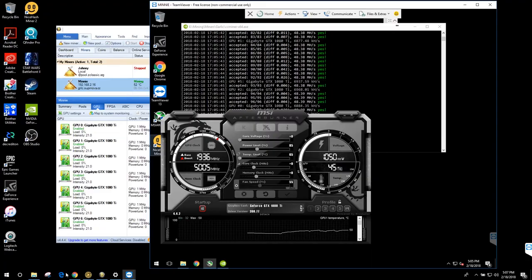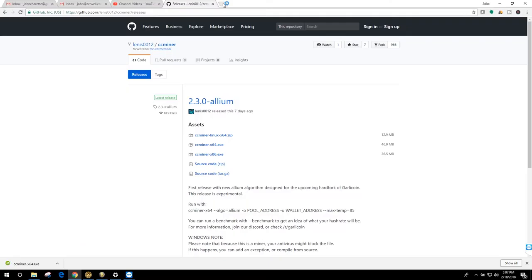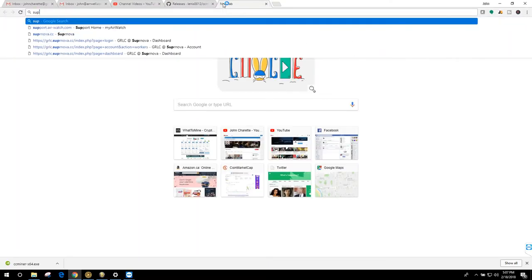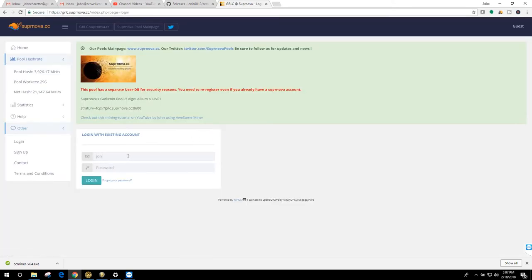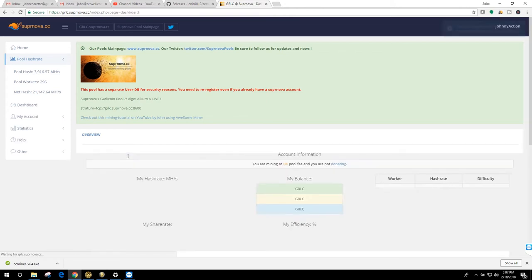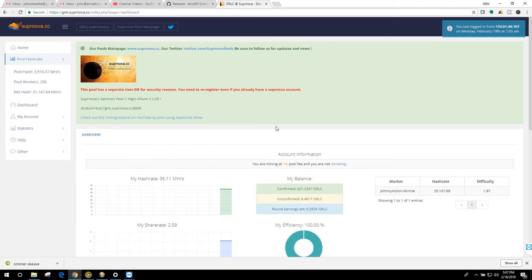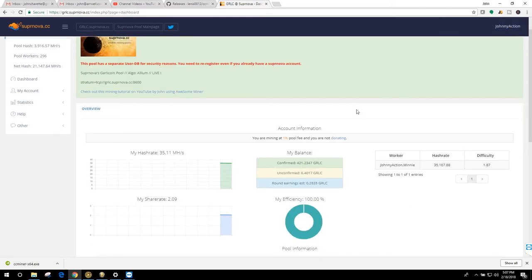Right now, let me pull up my Supernova account so you can see how we are doing. It is pretty much 48 hours now that I've been mining with the two rigs, right? One 1080 and then seven 1080 Ti's. And well, how much do we have? Confirmed 421, plus unconfirmed, so we're almost at 430.